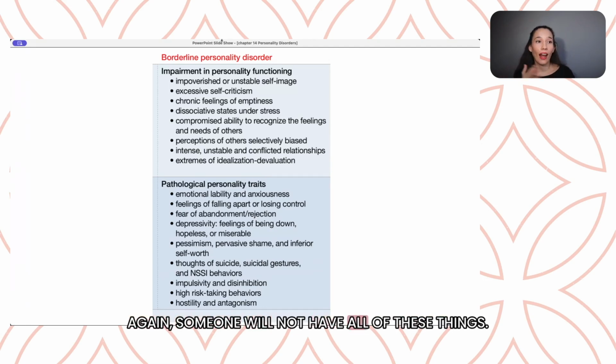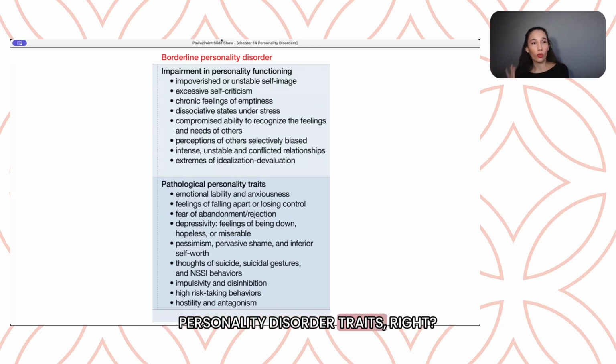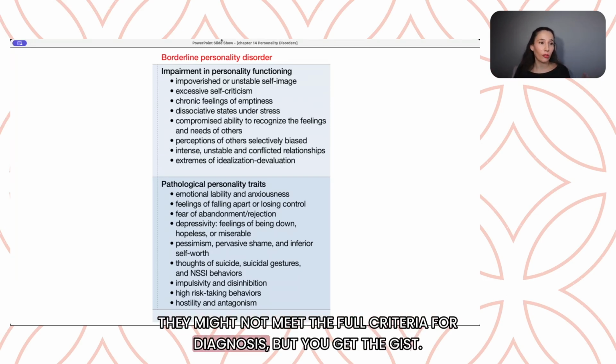Again, someone will not have all of these things. You just have to have a certain amount. Then also people can have borderline personality disorder traits, right? They might not meet the full criteria for diagnosis, but you get the gist.